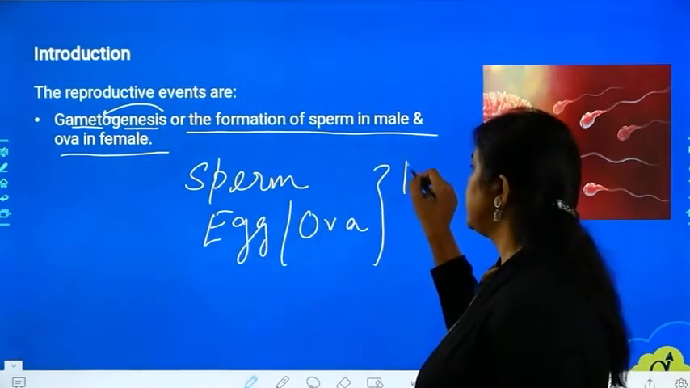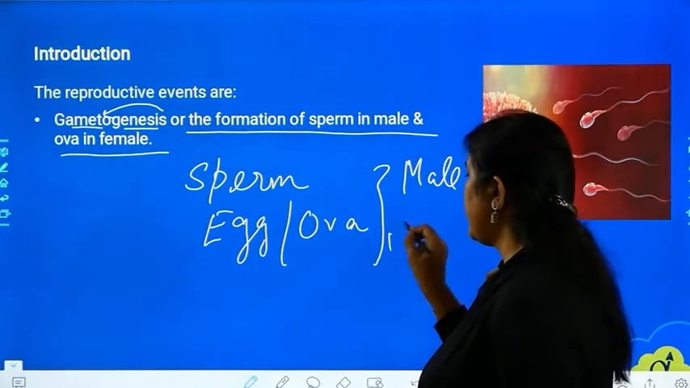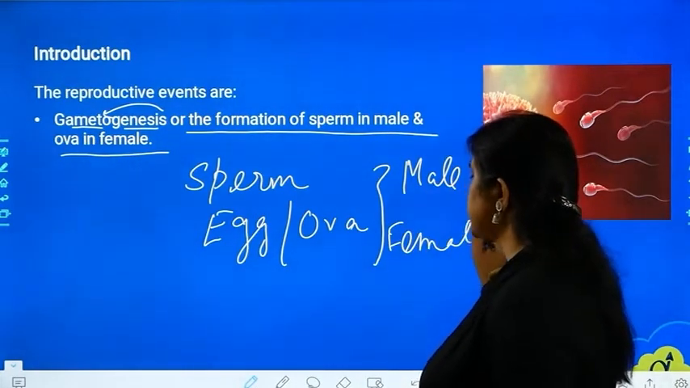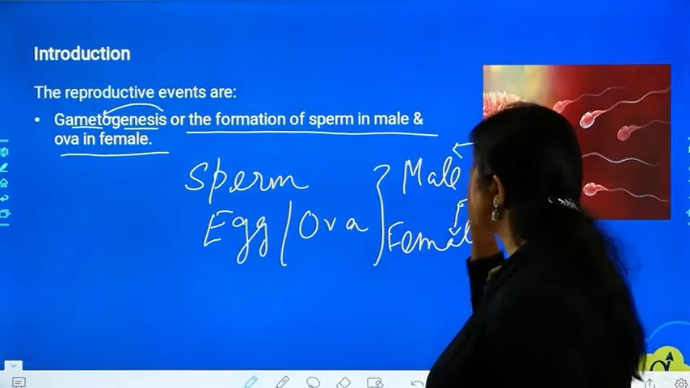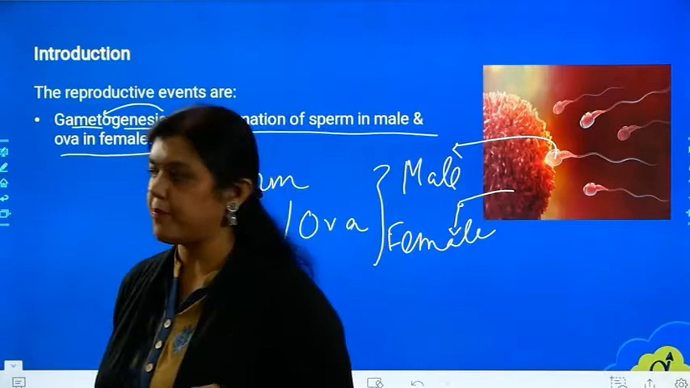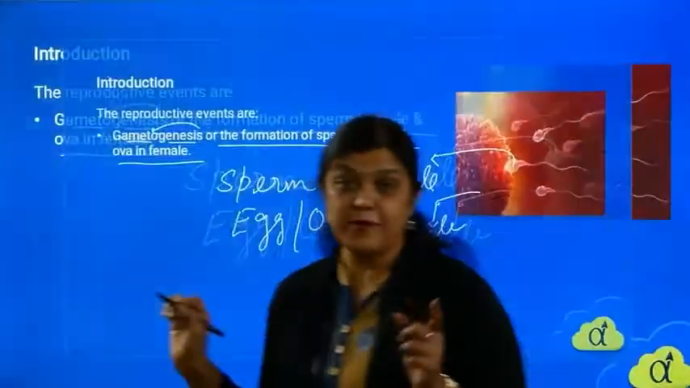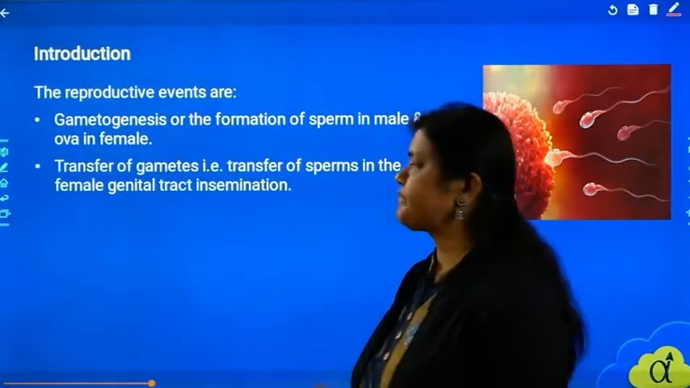Okay, so the male produces sperm, and the female produces the egg or ova. This is the egg, the female part, and this is the sperm. Male and female gametes are produced. Let us see the next one.